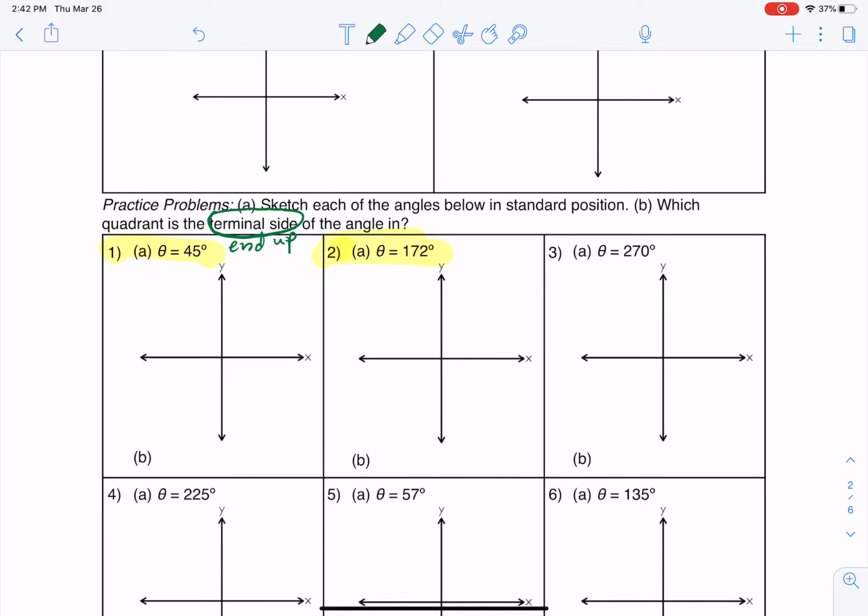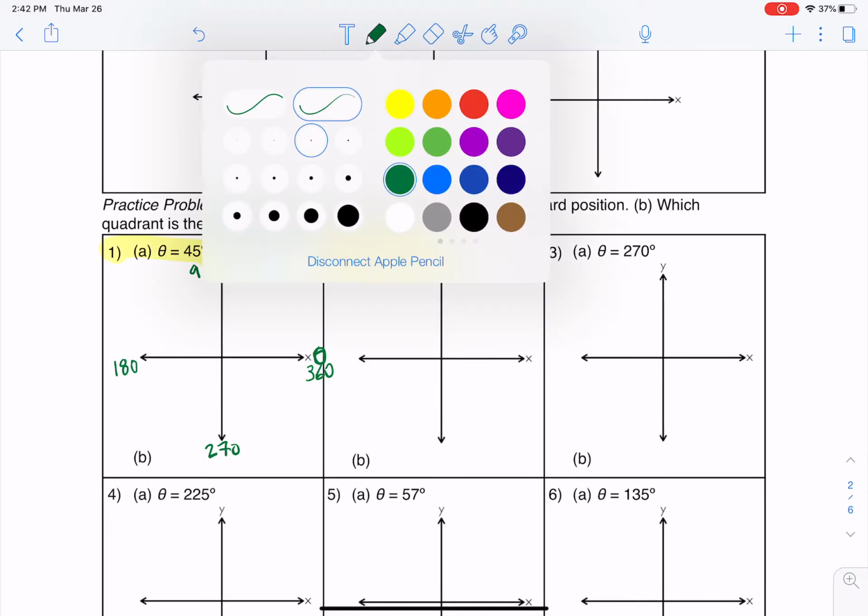Okay, so remember, we're going to start these problems by drawing in our guide angles. So I know that's 0, 90, 180, 270, and then if we go all the way back to 0, we're at 360. All right, so I'm going to switch colors here.